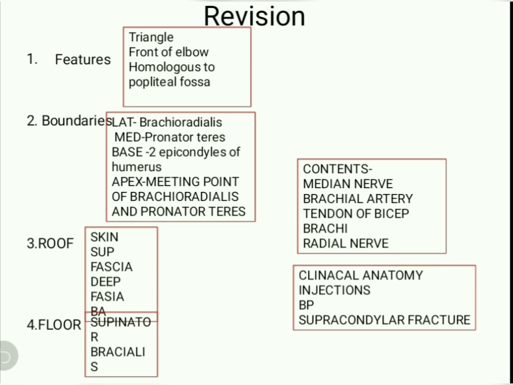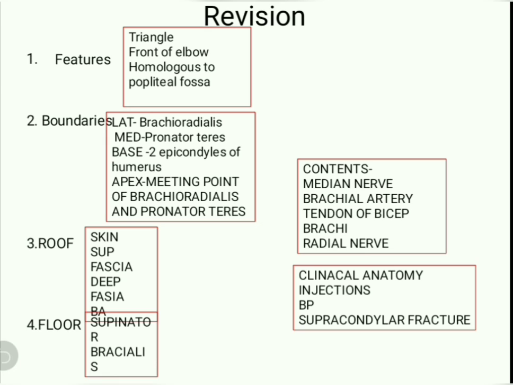The cubital fossa is divided into six parts: features, boundaries, roof, floor, contents, and clinical anatomy. Under the features there are four points: the cubital fossa is triangular in shape, it is a hollow structure, it is in front of the elbow, and it is homologous to the popliteal fossa. Secondly, the boundaries. The lateral boundary of the cubital fossa is formed by the medial border of the brachioradialis muscle. The medial boundary is formed by the lateral border of the pronator teres muscle, and the base is formed by an imaginary line joining the two epicondyles of the humerus.